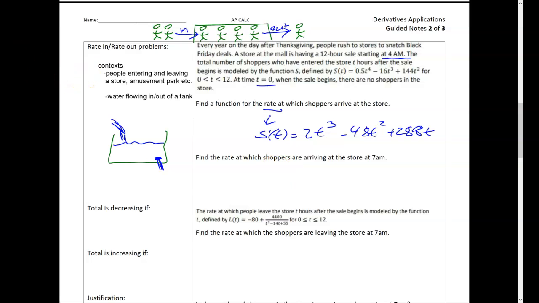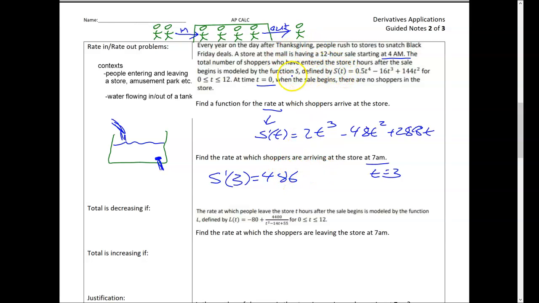So if s is the number of people who have entered the store, the rate of change, s prime, is the rate of people entering the store. And then once we have our derivative, my next question is easy enough. We want the rate at which shoppers are arriving at the store at 7 a.m. Well, it gives me that we're starting at 4 a.m. That's t equals 0, so 7 a.m. is t equals 3. And I want then the derivative of s at 3. I just plug in that value on my calculator. You get 486.